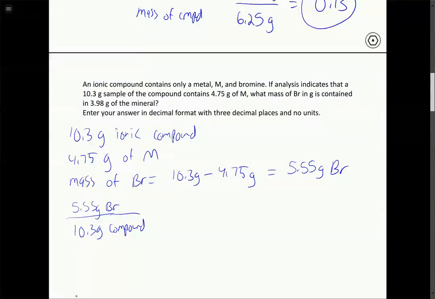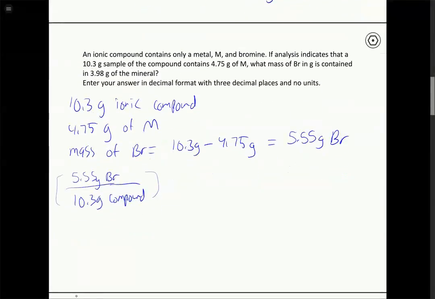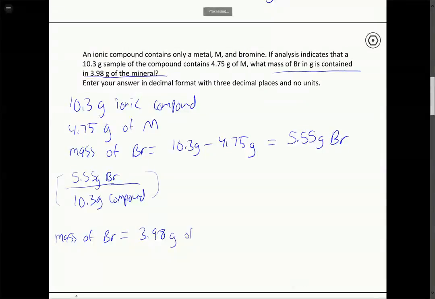Now we could calculate the mass ratio and actually work it out, but really we don't even need to know the number. We can just use this ratio as a conversion factor. So how does that work? We want to know the mass of bromine in 3.98 grams of the mineral. So if we want the mass of bromine in that sample, we have 3.98 grams of the compound, or the mineral in this, as we call it.